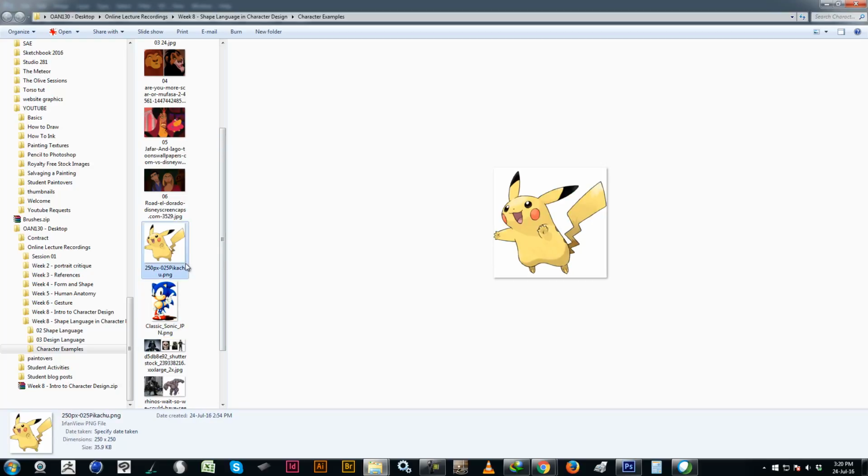Same sort of deal with Pikachu. Pikachu again is basically more circle, but also a bit of triangle, because he's supposed to be cute, cuddly, friendly, but he's also got that bit of edge where he can just electrocute you if he doesn't like you.